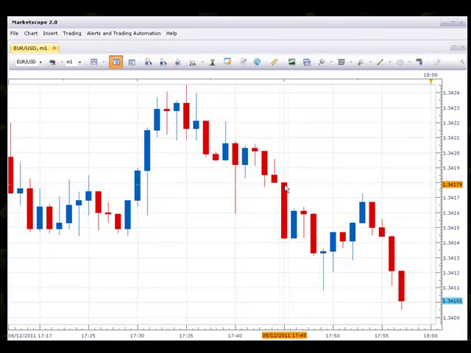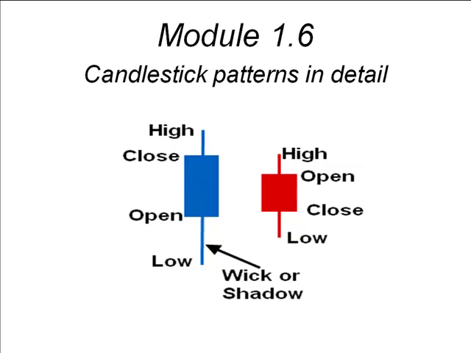The fat part of the candle is called the body, and the thin lines at the top and the bottom are called wicks or shadows. The candle gives us 4 vital pieces of information: the price at the start of the 1 minute period, or the open price; the highest price achieved during the 1 minute period, the high price, this is at the very top of the candle or wick; the lowest price achieved during the 1 minute period, the low at the bottom of the candle or the wick; and the price at the end of the period, or the closing price.